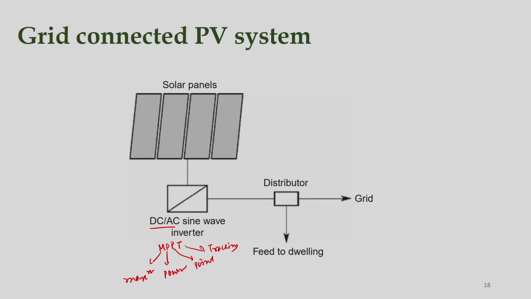Okay. And then we will have a distributor and feed to the dwelling, and then we can provide to the grid. If we have some kind of net metering system, we can install this kind of configuration in every household, and we can sell power when we are not using it, and when our demand is high, we can take energy from the grid.